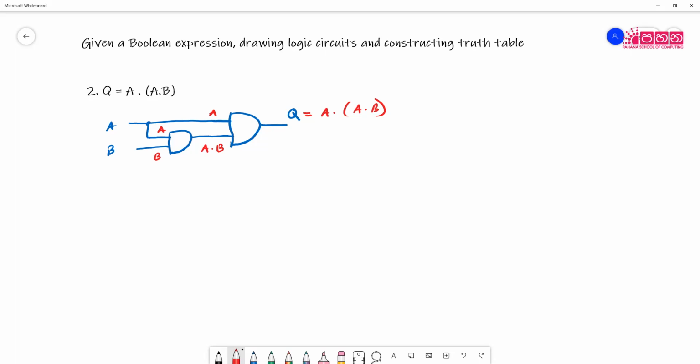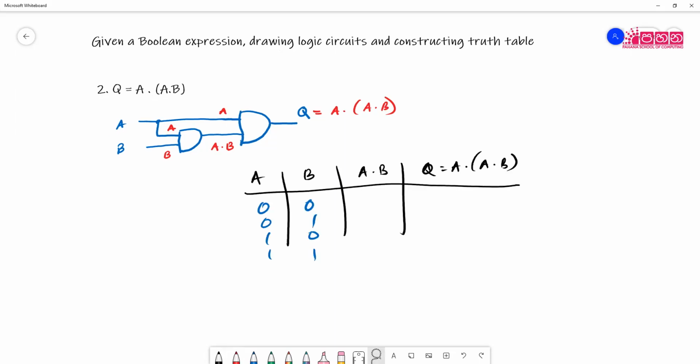So let me draw the values that we need. Now for this one, we are going to have A, B, and A dot B, and Q equals A dot B.